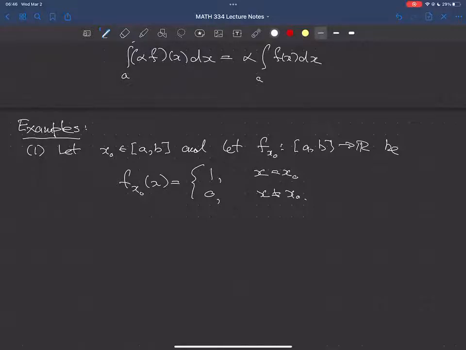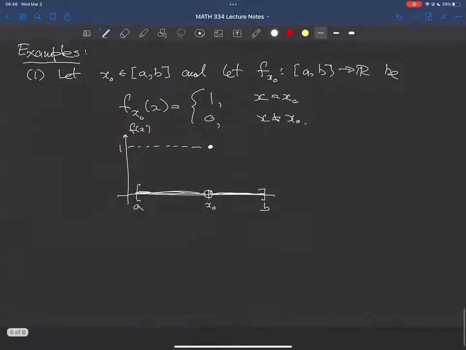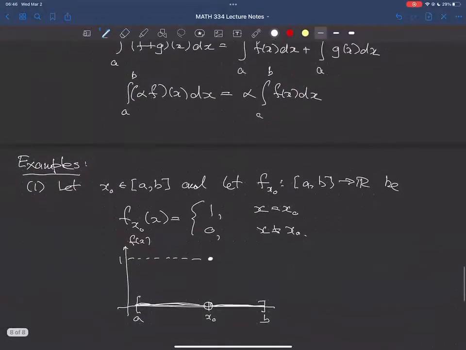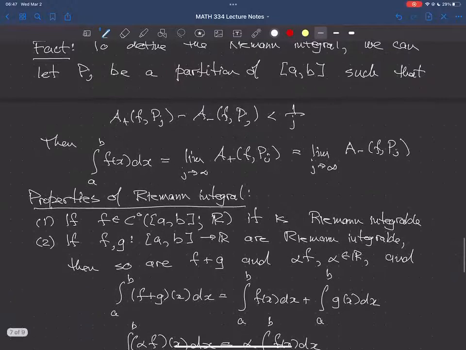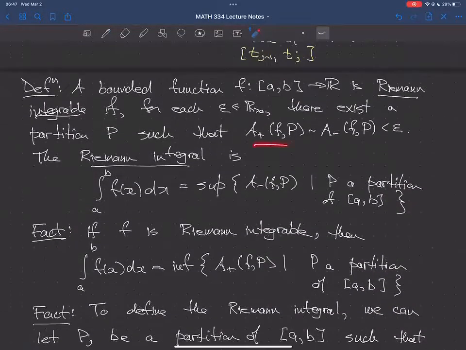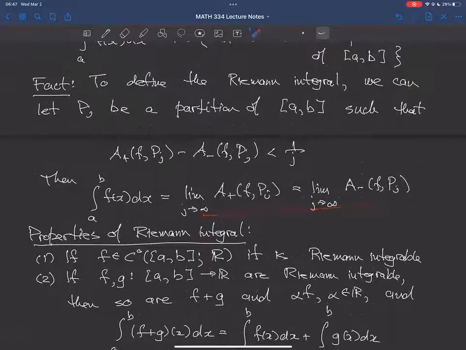Okay, so let's draw the function. It has the value 1 there and 0 everywhere else. So let's apply the definition of Riemann integral, and let me first show that it's Riemann integrable, by proving that, and then I'll use one of these definitions of the actual Riemann integral to give the value of the Riemann integral.